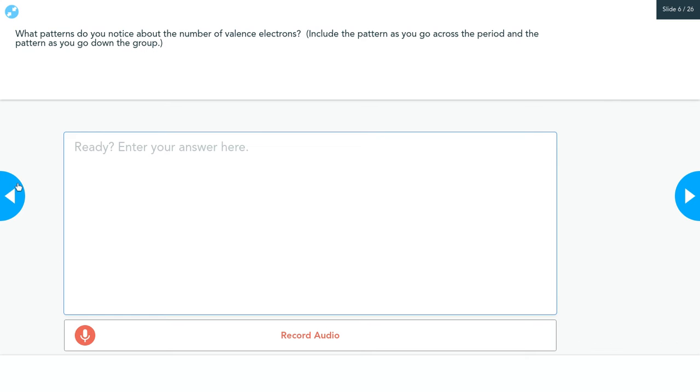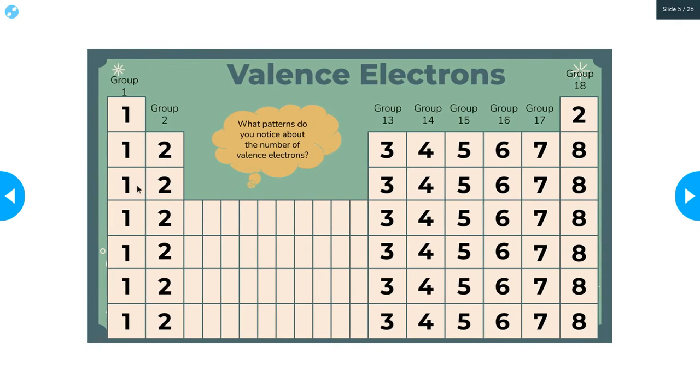The next slide asks you to write a sentence about the patterns of the valence electrons in the periodic table. So you're just going to write a sentence about how going across the valence electrons go up by 1, and going down the group, they stay the same.